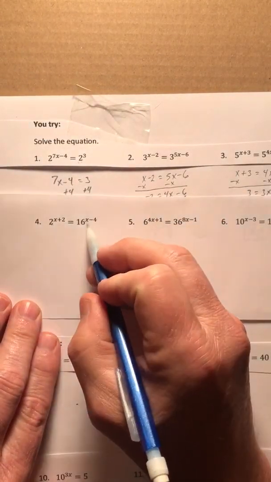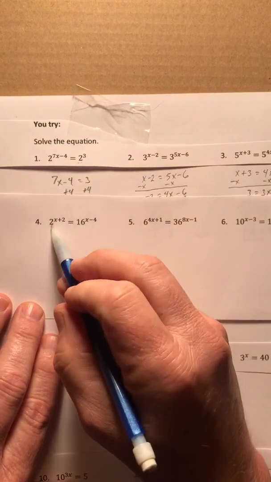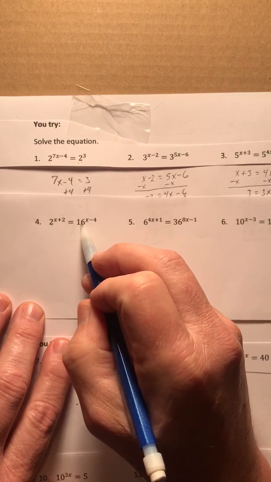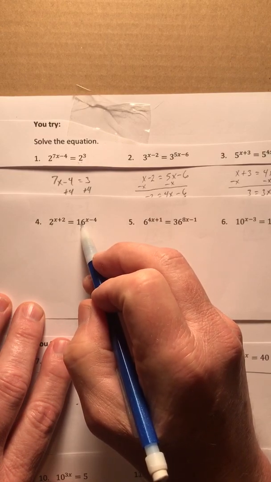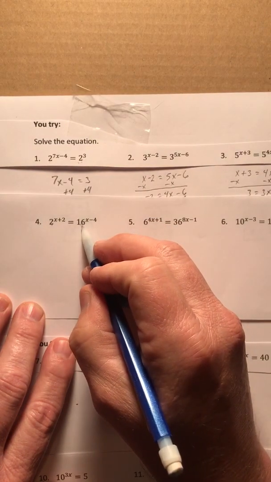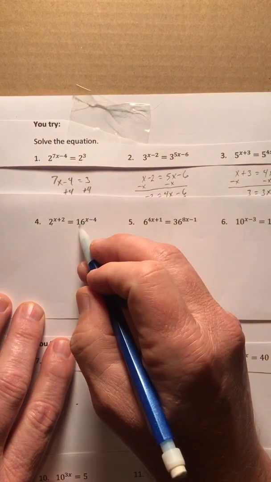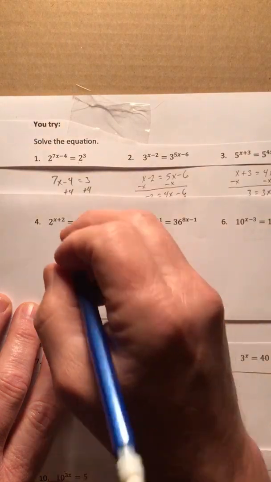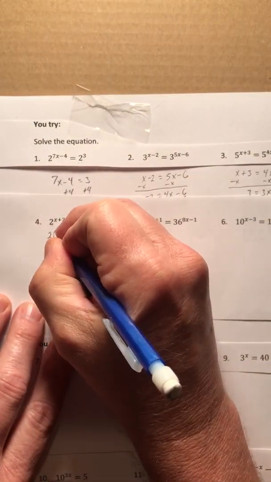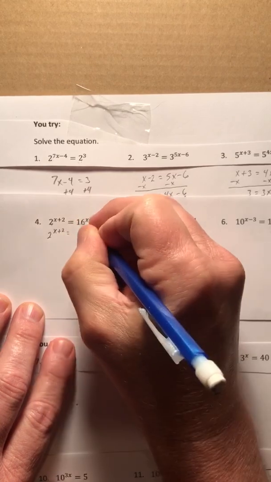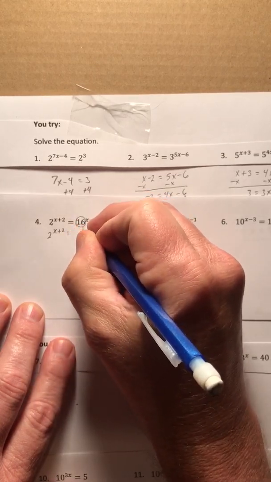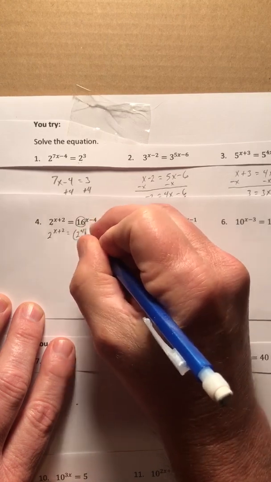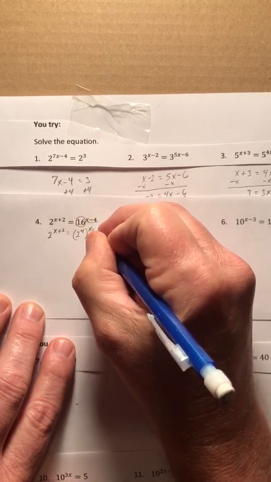We have a base of 2, but we got a base of 16. So we got to get these bases to be the same. Well, we can change the 16 into a power of 2. 2 to the 4th power gives us 16, because 2 times 2 is 4, times 2 is 8, times 2 is 16. So we're going to leave this as 2 to the x plus 2. Change this 16, it's the only thing we're changing, to 2 to the 4th power, and then bring down our x minus 4.